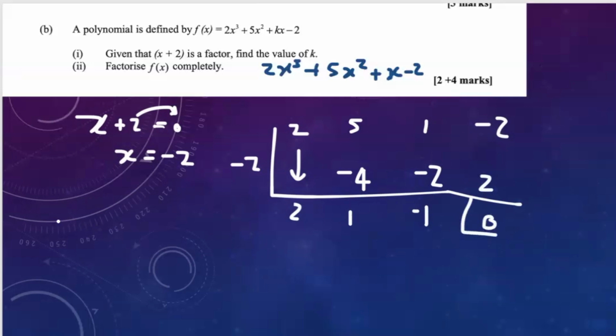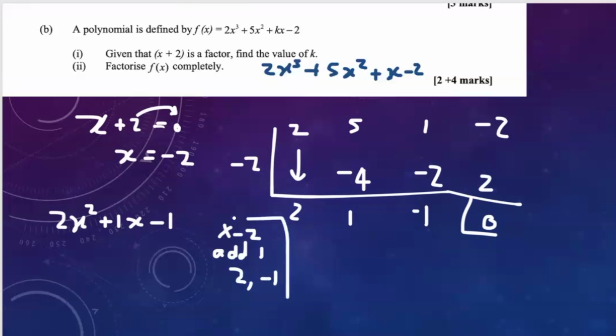So our quadratic is 2x squared plus 1x minus 1. So this is 2x squared plus 1x minus 1. So let's factorize. Multiply 2 times negative 1, that's negative 2. So two numbers that multiply to give you negative 2, but when you add, you are going to get 1. So the numbers are 2 and negative 1. So 2 times negative 1 is negative 2, and when you add, you get the 1.